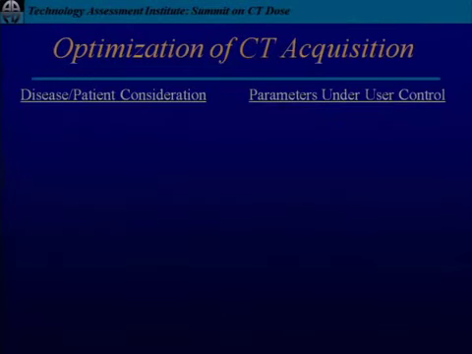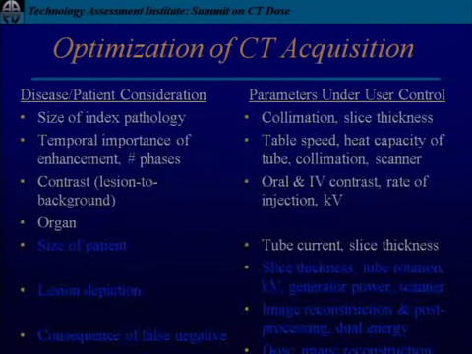And for this, I think it's very useful to start out by thinking about the disease and the patient. For patient preparation, it's actually easier to think about what you can control. But start out with the patient and the disease, and then think about the parameters under user control. And I'd like to focus on this first group. Think about the size of the index pathology. So in colonography, we're looking for a 6 millimeter polyp. So that means that we're going to want our slice thickness to be at 2 to 3 millimeters maximum to detect those polyps routinely.